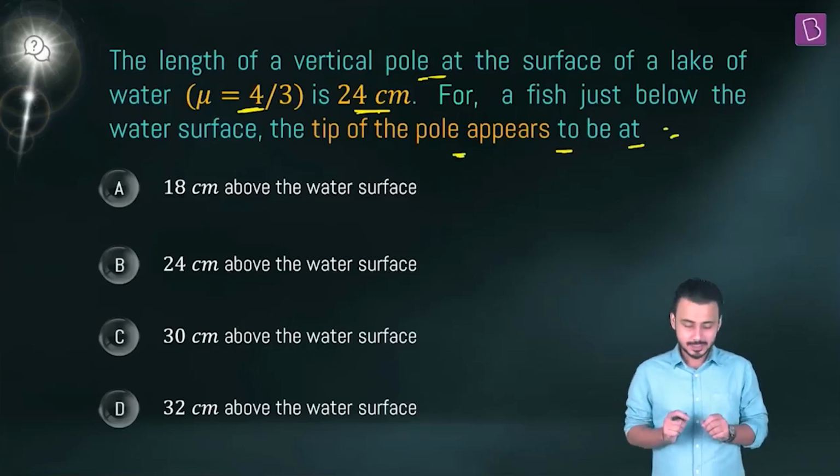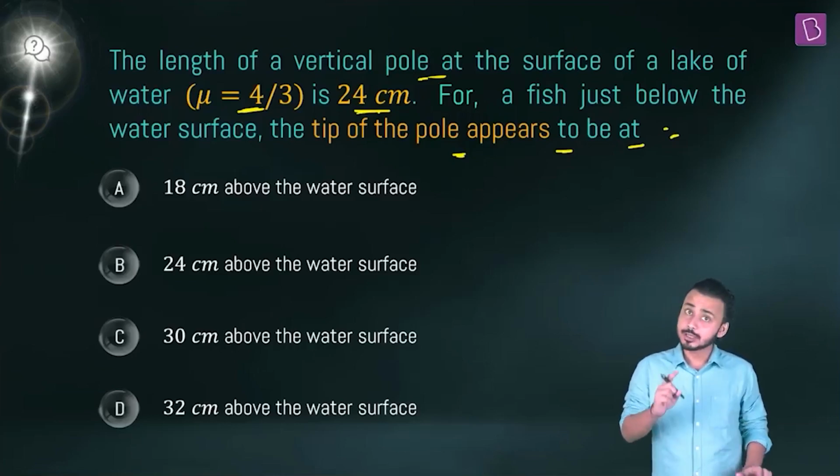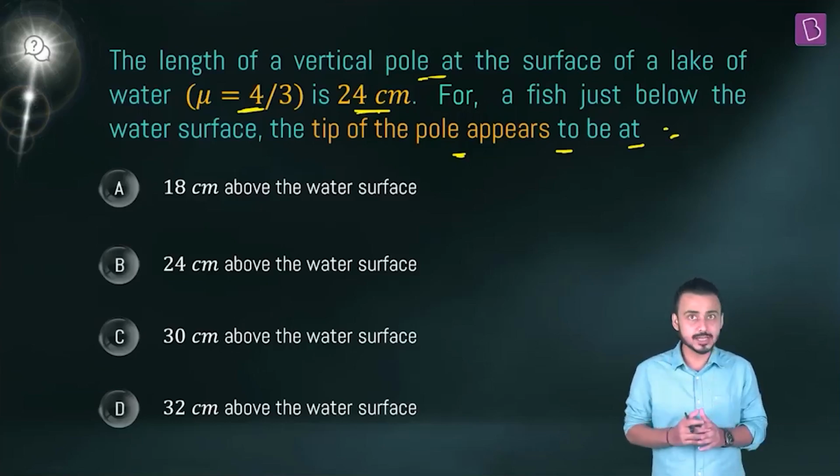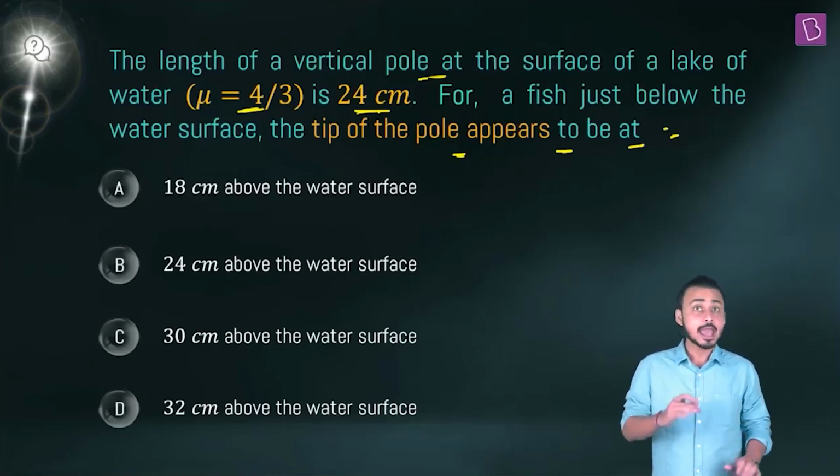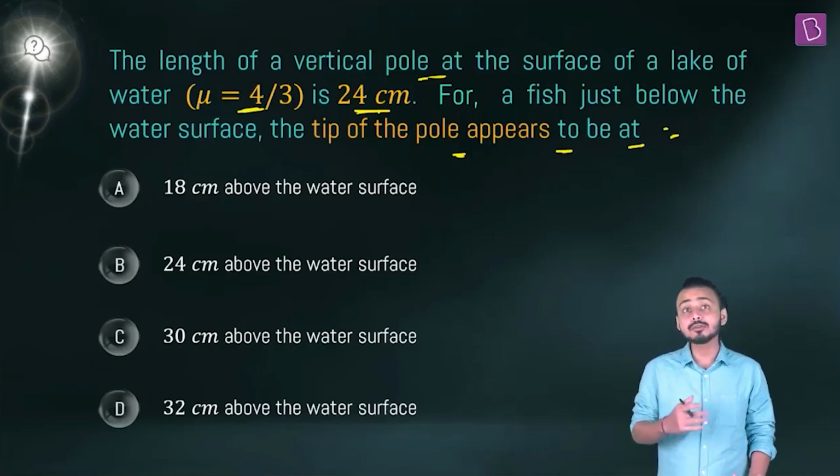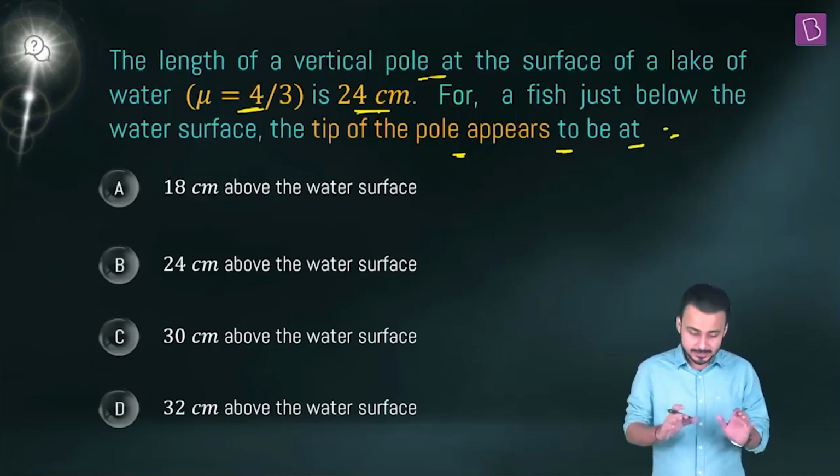That means it is asking about the apparent height of the tip of the pole for the fish. So a fish will be an observer and the tip of the pole will be the object, right, in this problem, and it is asking about the apparent height, right? So this is a problem related to the famous apparent height problem, right?